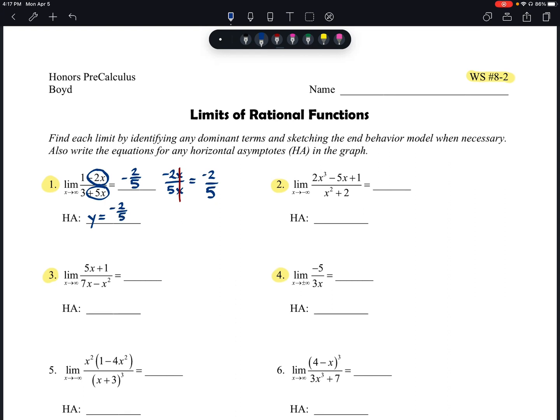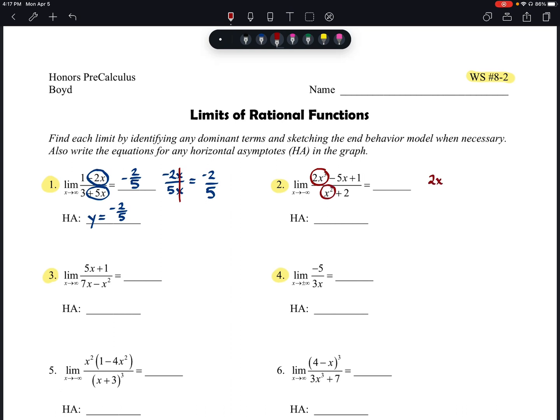Let's go to number 2. We're going to look at the limit as x approaches negative infinity of the fraction (2x to the third minus 5x plus 1) over (x squared plus 2). Again, identify our dominant term in the numerator and the denominator. So 2x to the third in the numerator and x squared in the denominator.